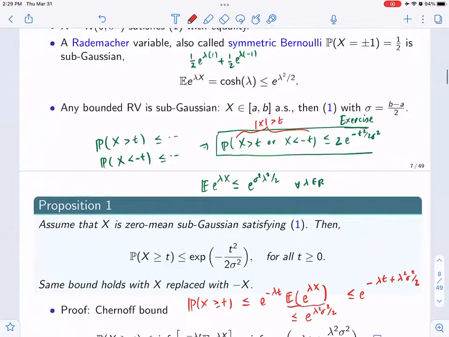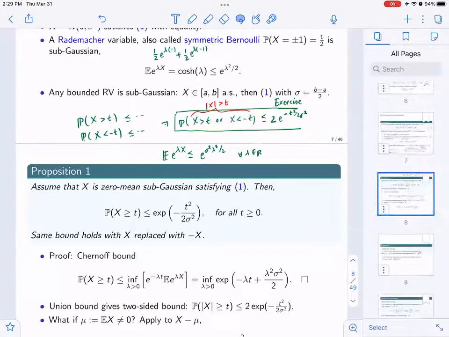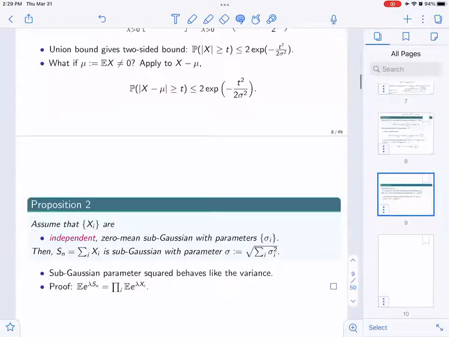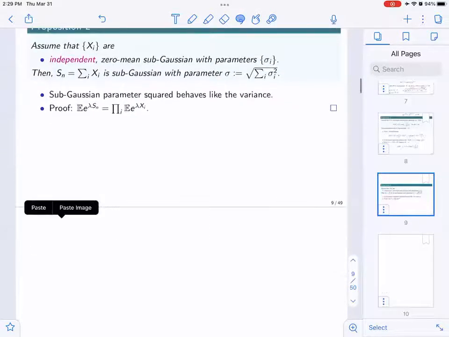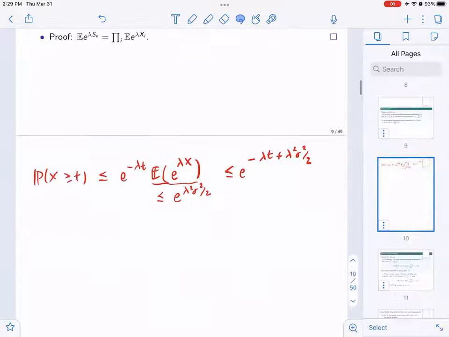Okay, let me hide the rest. So what should we do at this point? Maybe it's not visible. Let me put it there. Let's do it here. So I have this. What is the next step? This holds for all t, let's say t bigger than or equal to 0, and lambda in R.